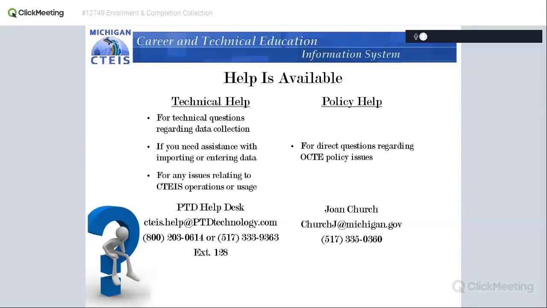If you have questions regarding policy, specifically why something is recorded, those questions need to be directed to OCTE directly. And you can contact Joan Church, and her email is churchj@michigan.gov, and her telephone number is 517-335-0360. So you just want to make a special note of that.